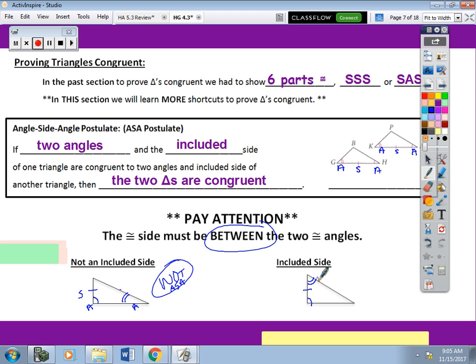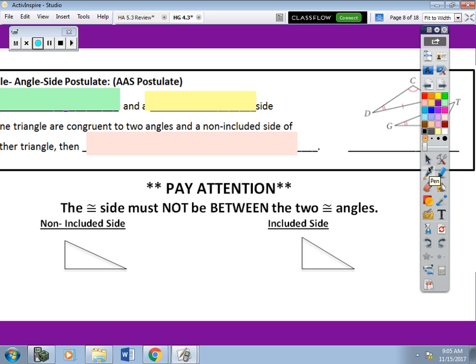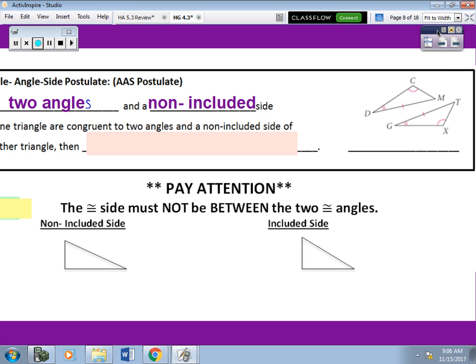Okay, now the other one is the angle angle side postulate. And this one is exactly what it sounds like. We'll have 2 angles. But this time it will be a non-included side. So it'll go angle, it'll skip over a side, it'll go to another angle, and then it'll have a side after that. Now technically, with angle angle side, you can also use angle side angle.